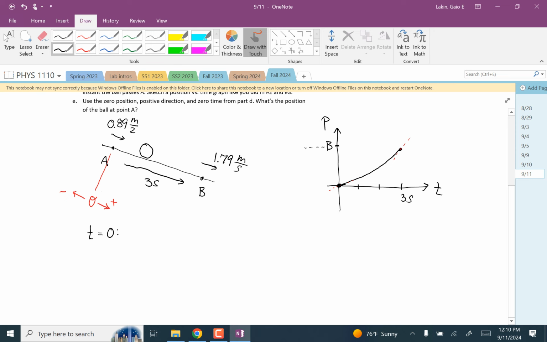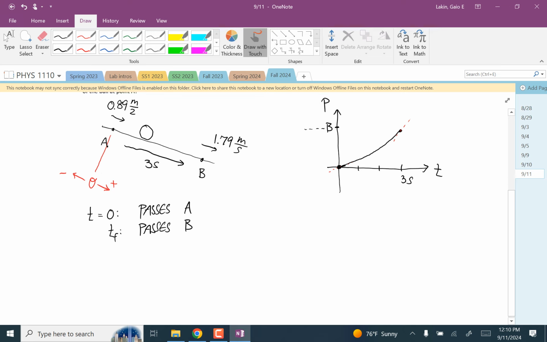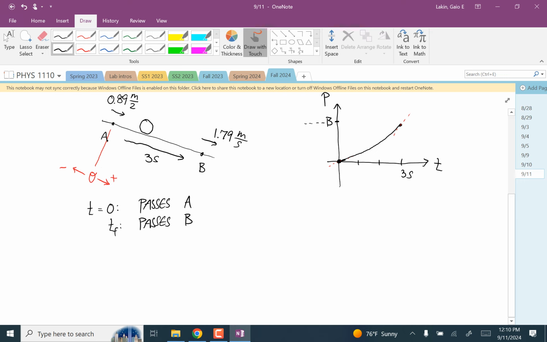Then time equals 0, when we click the stopwatch on, is going to be when it passes the point A. And when we turn the stopwatch off to look at the number, that's going to be when it passes B. So now we've made all 4 of those choices. And now I'm just going to list out the possible variables, and then we're going to figure out which ones we know and which ones we want.